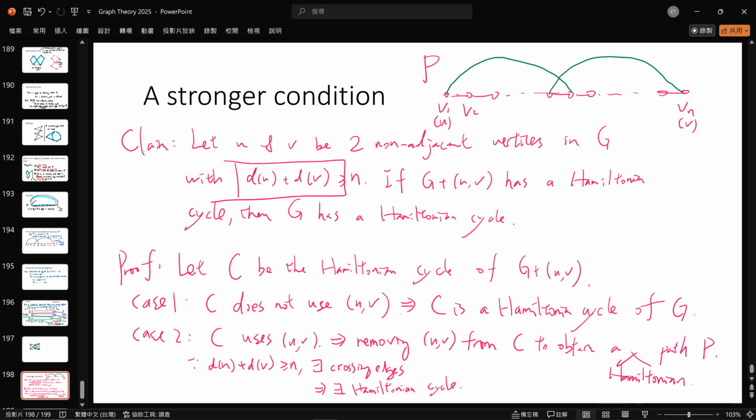You mean this one? Yeah, but the reason that we can have the initial cycle C is due to this assumption. If you do not have this assumption, you do not have this path. The reason we have this path is because we remove an edge from the Hamiltonian cycle. So we have to start with a Hamiltonian cycle.